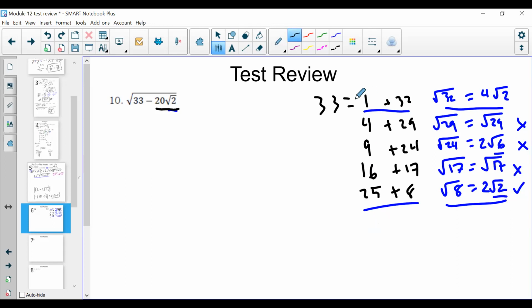So for the first case, I'm going to rewrite this. So we say 1 plus 32. For this first case, I'm going to break this into the square root.